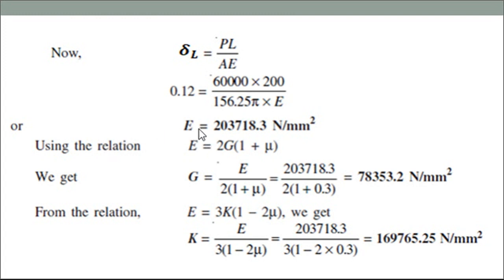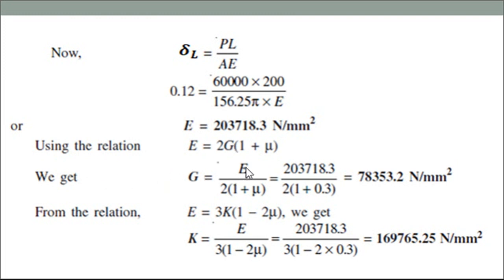Once we have calculated the modulus of elasticity, capital E, in Newton per mm square, we have the relationship between the modulus of rigidity and modulus of elasticity: E is equal to 2G into 1 plus mu. The modulus of elasticity we calculated, mu is also calculated, and the only unknown is G, the modulus of rigidity.